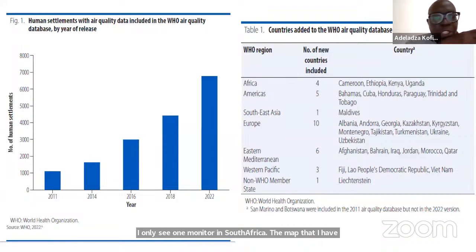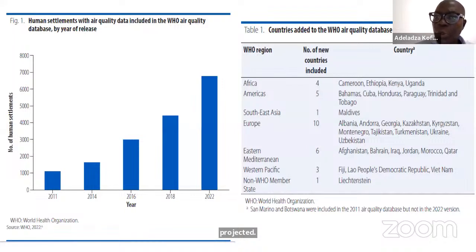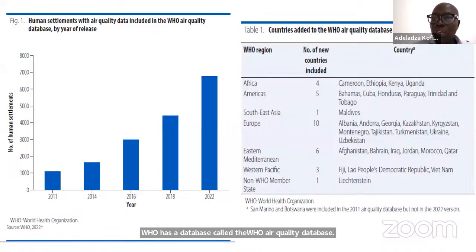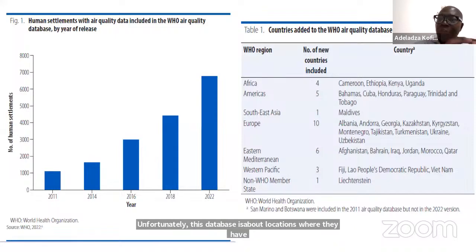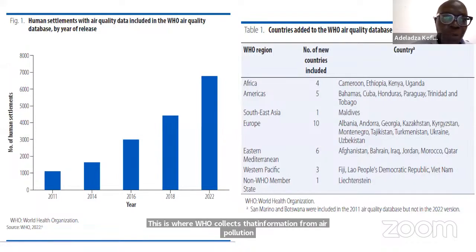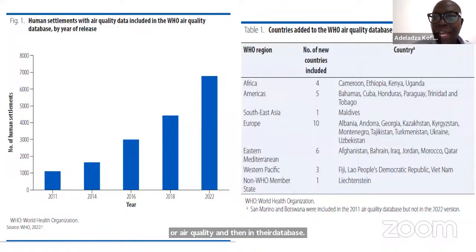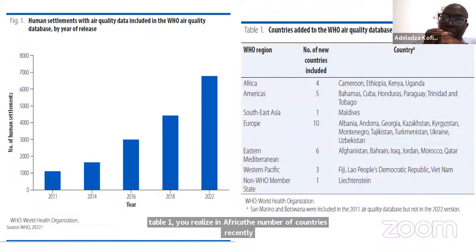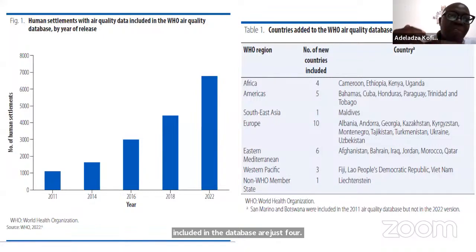This is also a recent report or publication from WHO. WHO has a database called the WHO Air Quality Database. Unfortunately, this database is not about satellite data. It's about locations where they have ground monitors. This is where WHO collects information on air quality and embeds it in their database. If you look at Table 1 of this recent publication, you realize that the number of countries in Africa recently included in the database is just 4. Compare that to Europe, 10. So you could see that there is a growing trend in other regions, but Africa has become very stagnant.